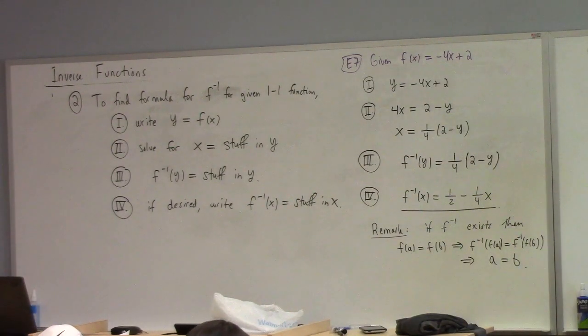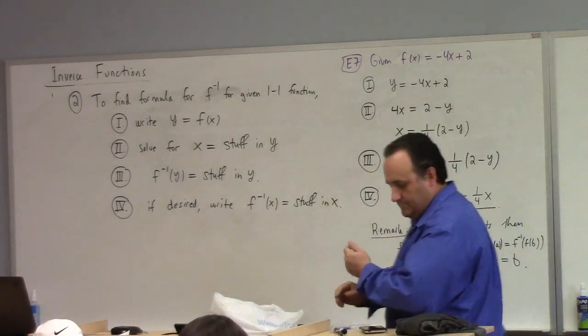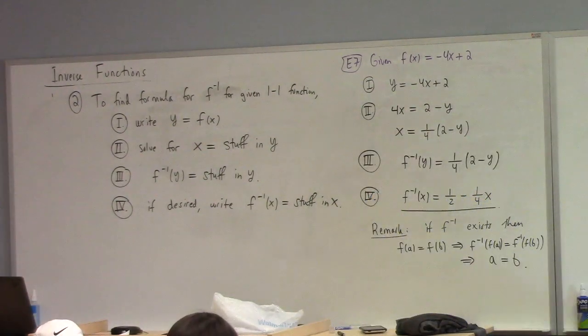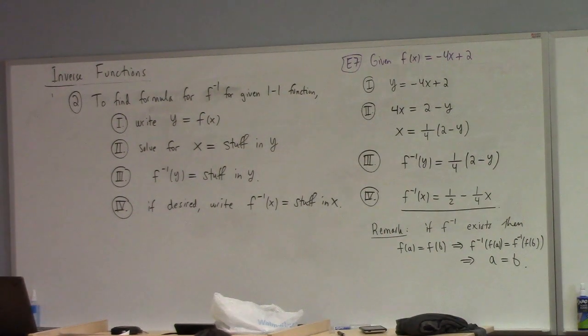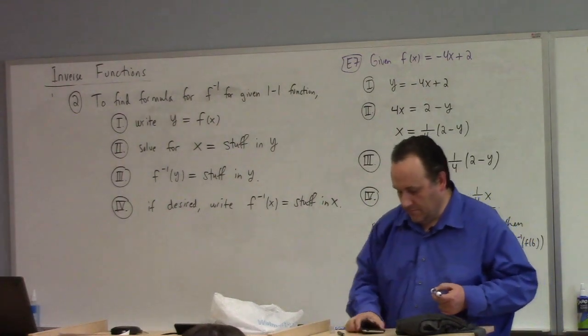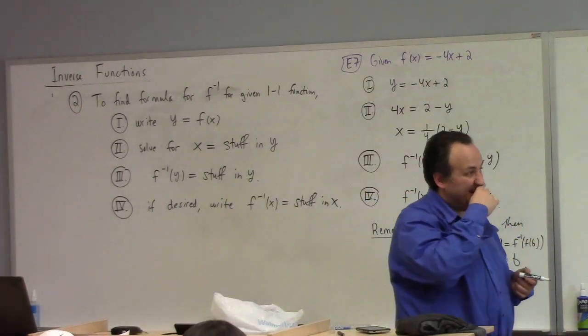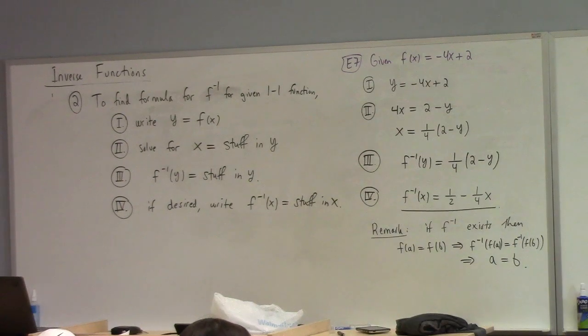How should we do it? We write y equals the cube root of 3x minus 7. Step number 1. It's a simple step, but it is a necessary step in this algorithm, all right? Step number 2, solve for x. How do you solve for x here? Any suggestions?